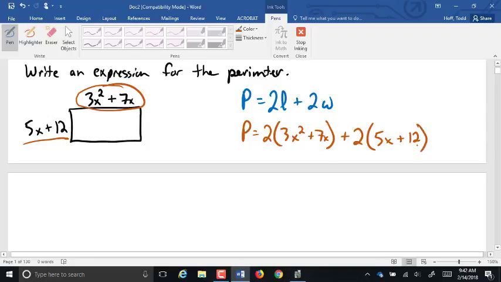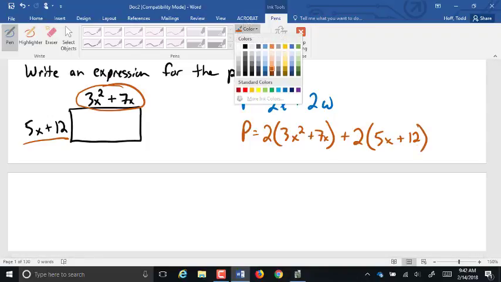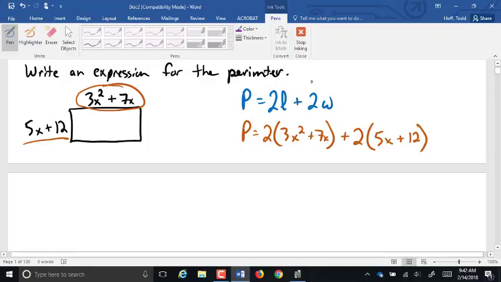The 5x plus 12. Now, if we left it like that, it would not be wrong. That is a perfectly good expression, but it's much better if we simplify it. We see that we have the parentheses. There's nothing to do inside either parentheses, so we'll distribute the 2 here.